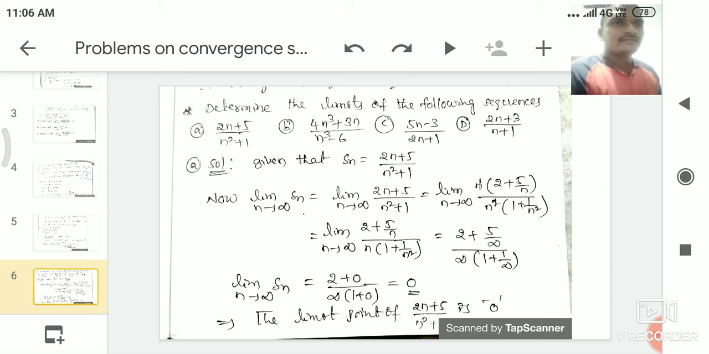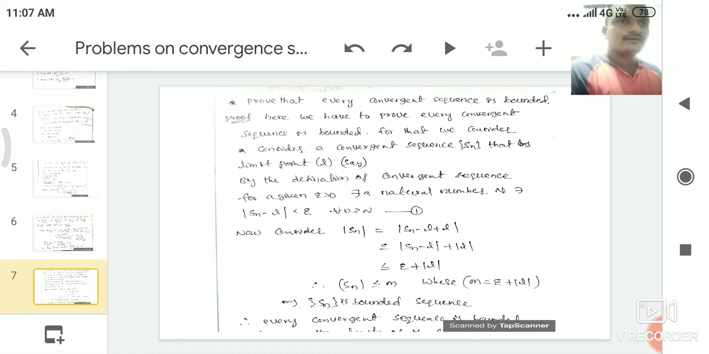In the numerator n, in the denominator n square, so n gets cancelled. From that we get the limit as n tends to infinity of 2 plus 5 by n, by n into 1 plus 1 by n square. Here we apply n equal to infinity directly: 2 plus 5 by infinity, by infinity into 1 plus 1 by infinity square. Infinity square is nothing but infinity. 1 by infinity value is 0, 5 by infinity value is also 0. We get 2 by infinity, which is also 0. So from that we get the limit point of the sequence Sn is 0. Similarly, you can do the problems B, C, D.